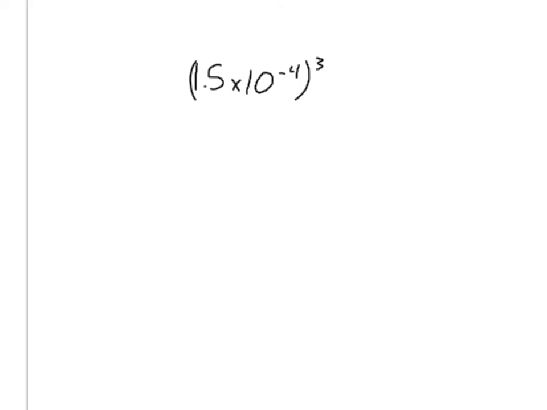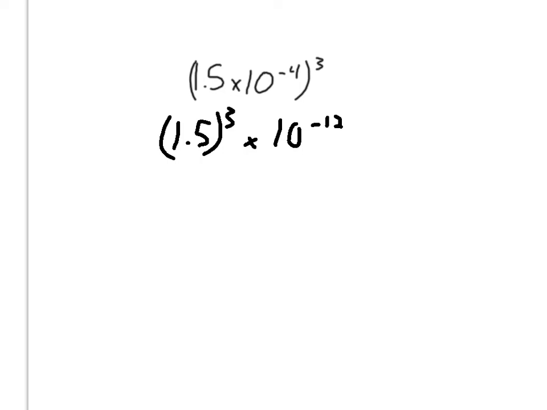Now we want to take 1.5 times 10 to the negative 4th, all to the 3rd power. Now remember our exponent rules when we multiplied. When we have a problem where we're multiplying things inside parentheses, we need to apply this exponent to both of them. So this is going to be 1.5 to the 3rd power times 10, and then we multiply these exponents. Negative 4 times 3 is negative 12.